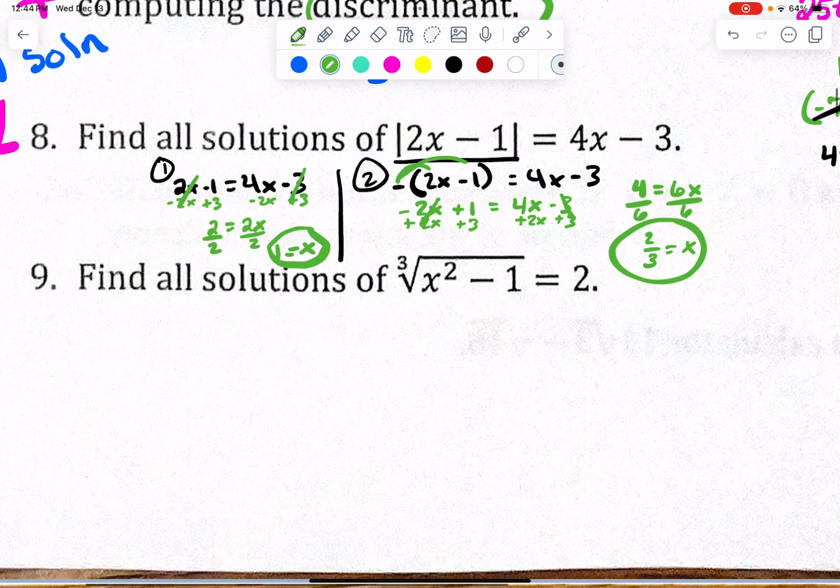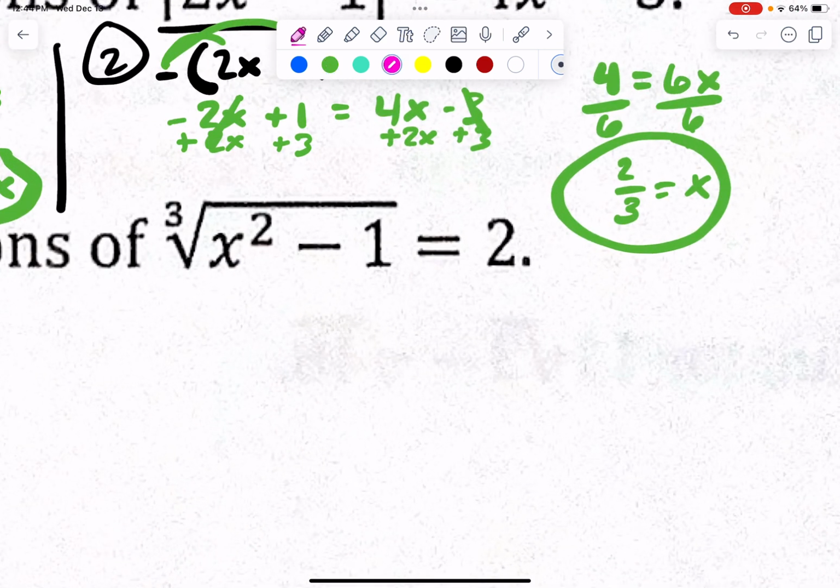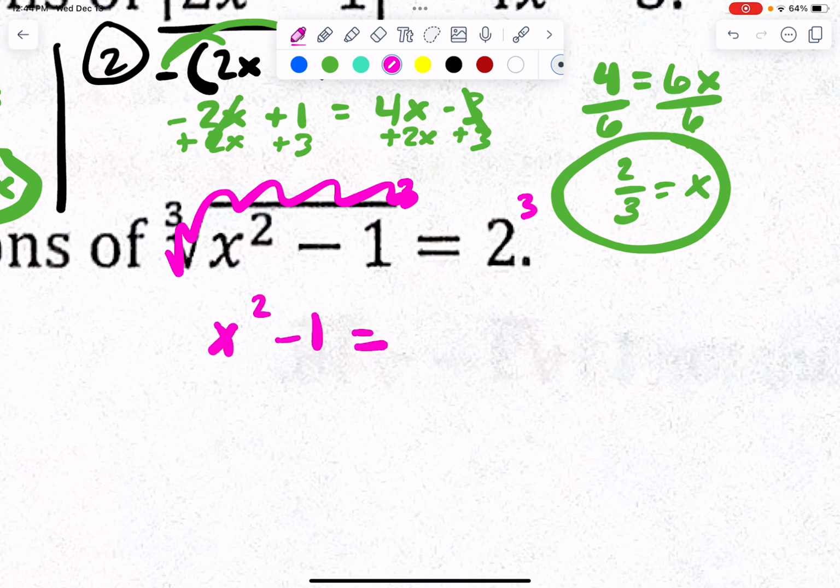Let's keep going. Let's do 9. All right, I want to isolate the radical. He's by himself, so then I have to cube it to make him go away. The cube gets rid of the cubic root. I have x squared minus 1 equals 2 cubed, which is 8. I'm going to add the 1 over.